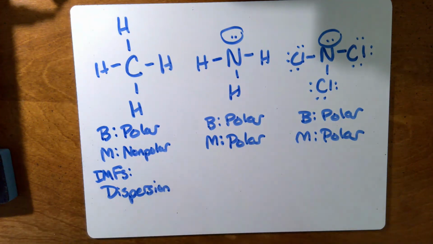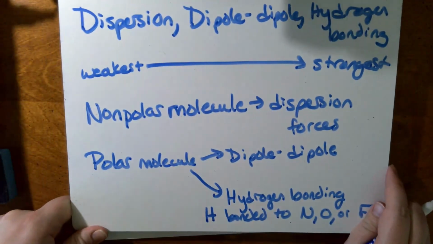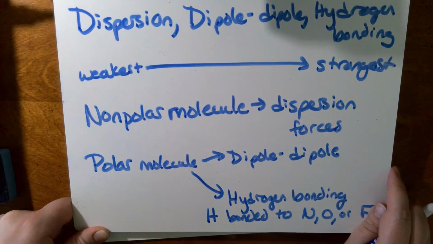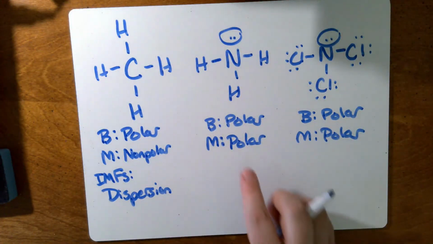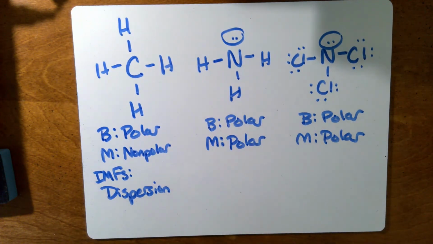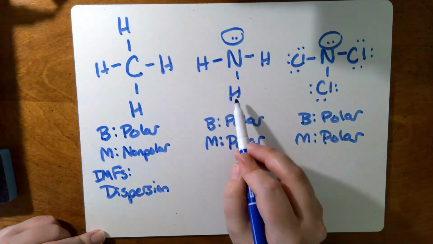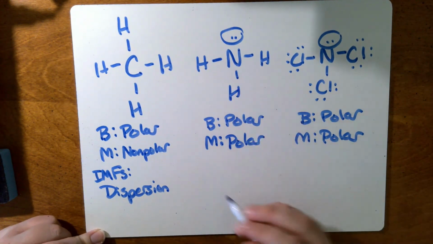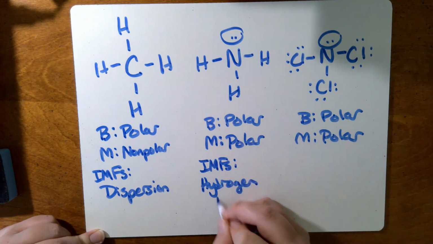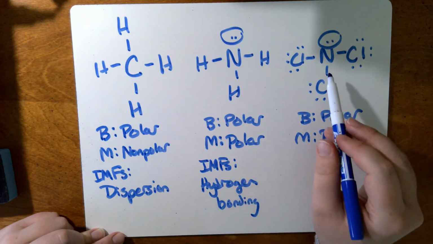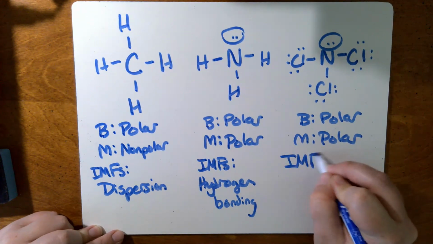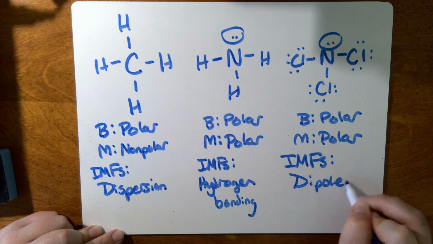Now here, since these are polar, we have two choices. They can either have dipole-dipole forces or they can have hydrogen bonding. And hydrogen bonding only exists when hydrogen's bonded to nitrogen, oxygen, or fluorine. Okay, so these are both polar. Let's look at each one and ask, do I have hydrogen bonded to nitrogen, oxygen, or fluorine? Well, I have hydrogen here, and it's bonded to nitrogen. So here, the strongest intermolecular forces are hydrogen bonding. Now here, it's a polar molecule, but I don't have any hydrogen at all, much less bonded to nitrogen, oxygen, or fluorine. So here the intermolecular forces are dipole-dipole.